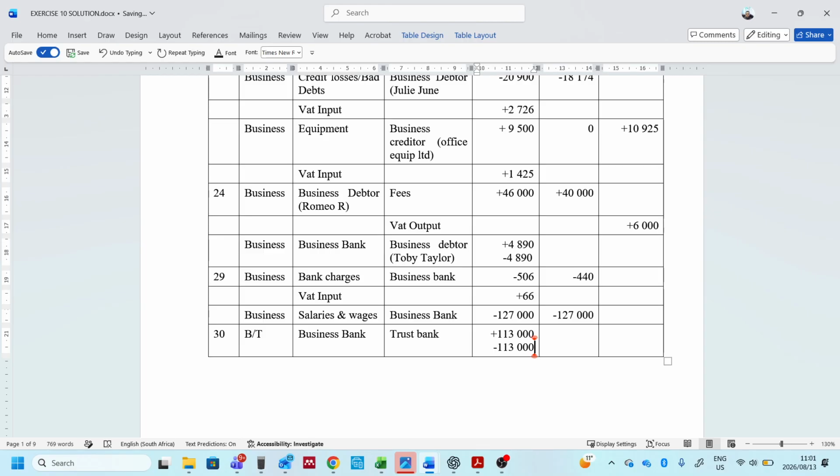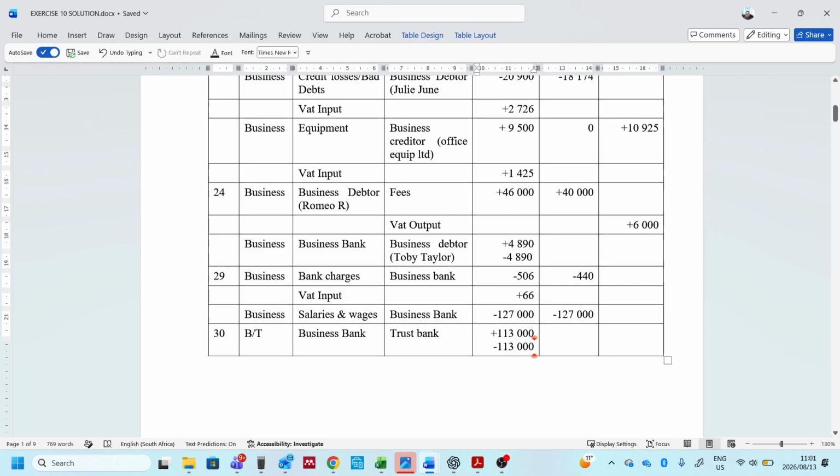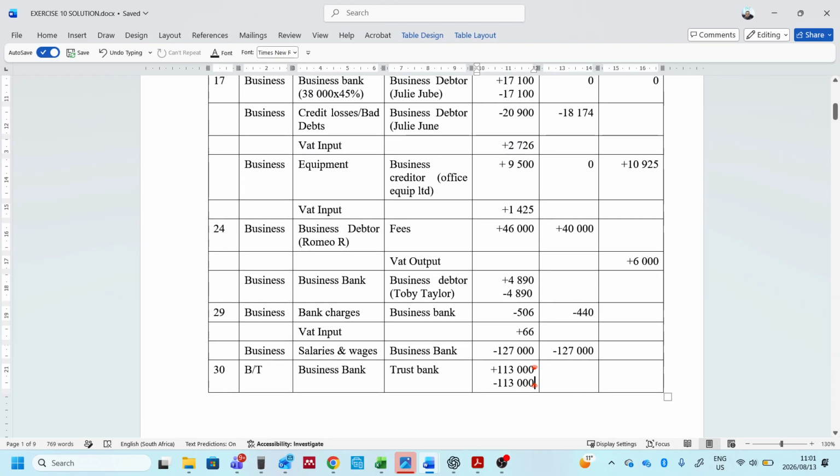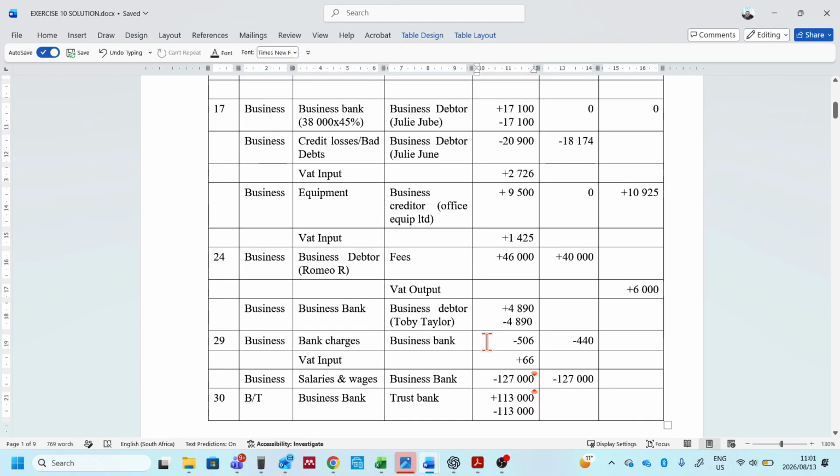The one for VAT, I will leave it until we have completed the journals. So this is everything in relation to recording your transactions on the accounting equation. So I will be stopping this recording.